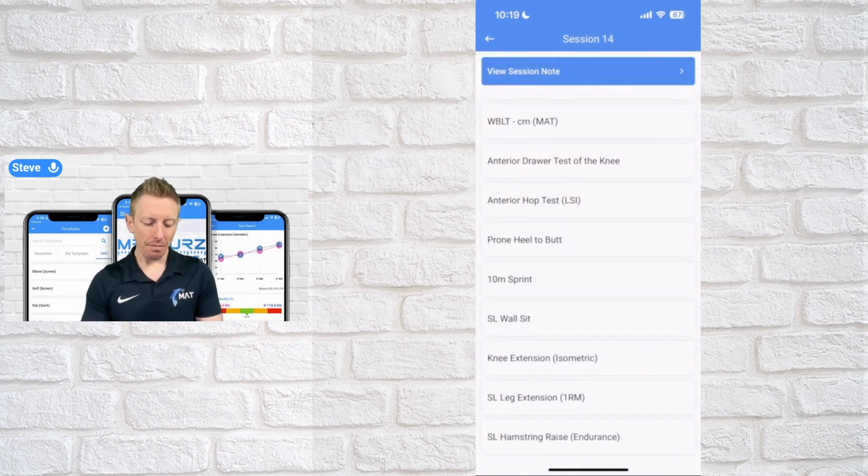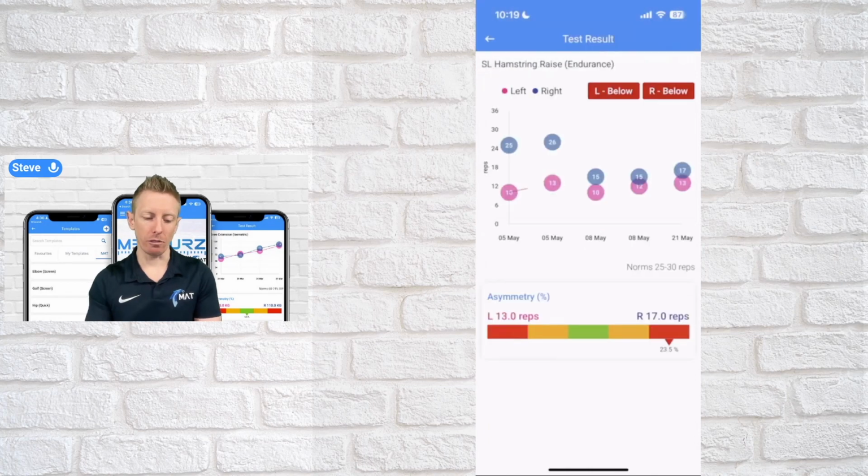Our last category that we'll look at is our rep testing, which is looking at the single leg hamstring raise endurance. In this case, we can see the reps that we've done there, and we can also see the percentage difference between sides. Obviously that's falling below the normative range, so that's where you see those red reference tabs above. They're also falling into the red with the asymmetry, because we want that to be less than 10% difference side to side. So it gives you some nice reference data too.